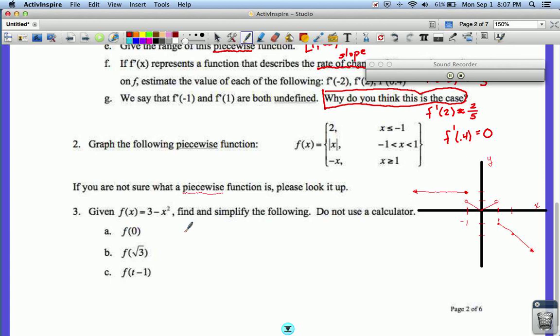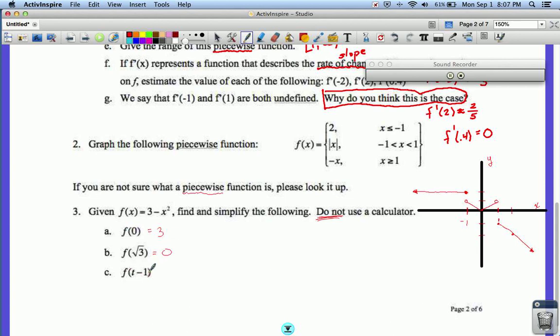So given f of x equals that, find and simplify the following. Theme of the year. Not really, but theme. Do not use a calculator. Alright, f of 0, well 3 minus 0 is 3. F of root 3, well root 3 squared is 3, so 3 minus 3 is 0.